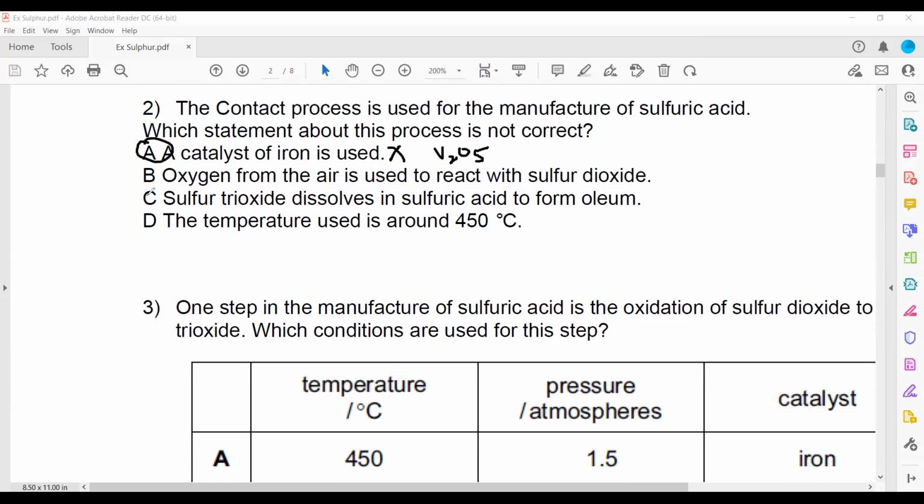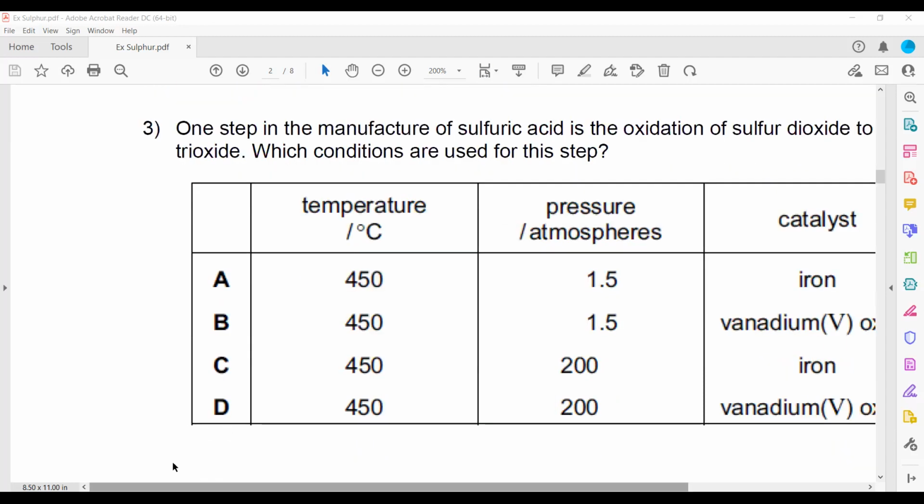What about B? Oxygen from air is used to react with sulfur dioxide. That's true. Sulfur trioxide dissolves in sulfuric acid to form oleum. That's also true. And the temperature used is around 450 degrees centigrade. So options B, C, and D are all correct. Only A is wrong, because iron is not used as a catalyst for sulfuric acid. It is used to manufacture ammonia by the Haber process.